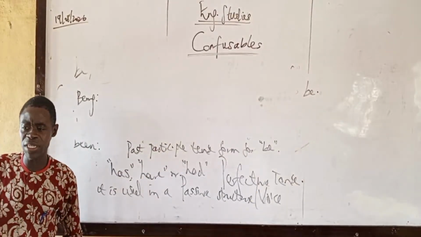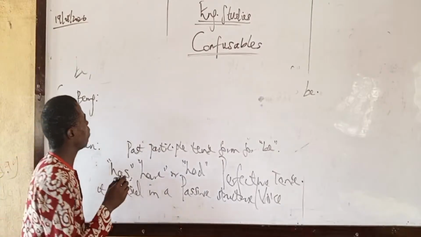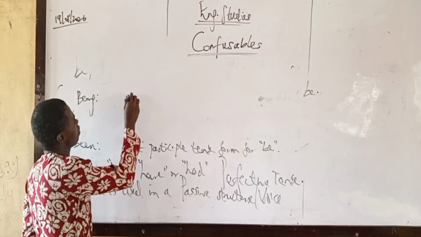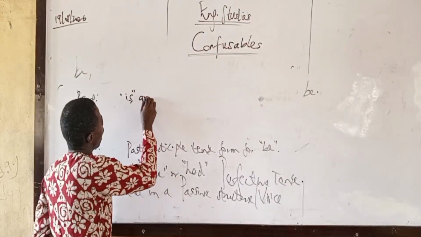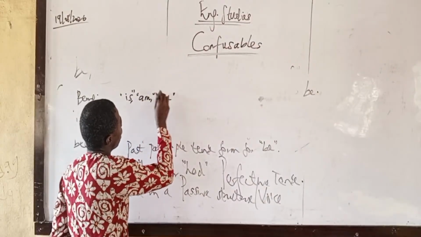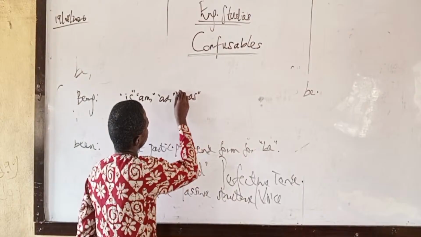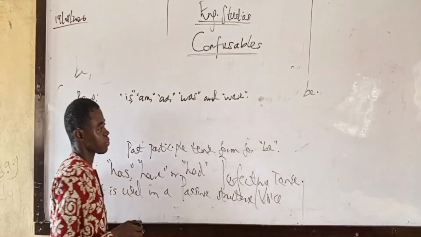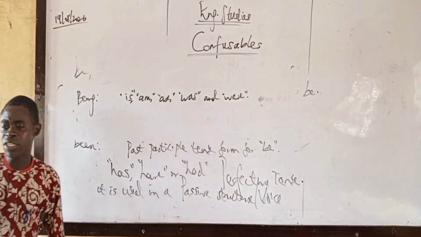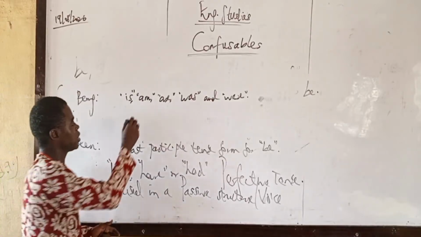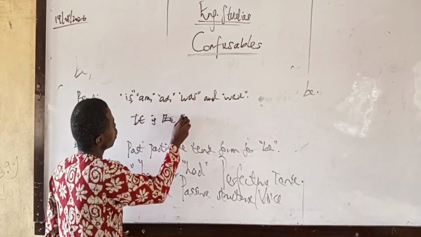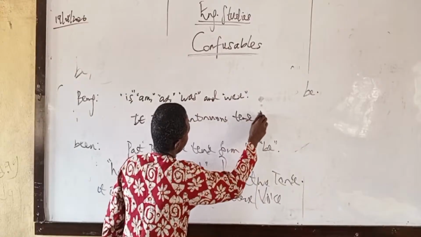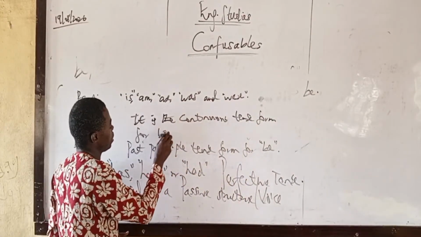This is preceded by the primary auxiliary verbs is, am, are, was, and were. Full stop. It is the continuous tense form for be.